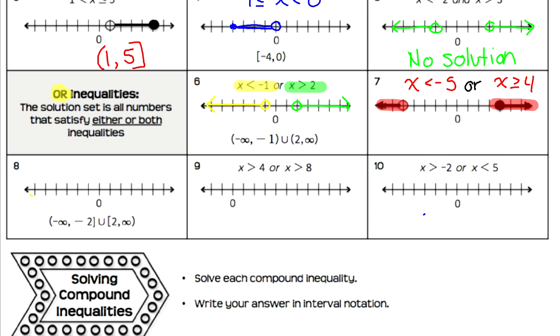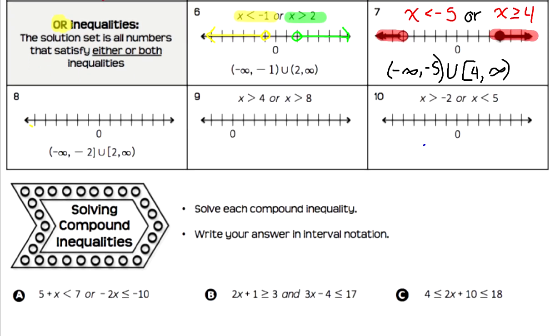Our interval notation for this one, you'll notice, is a little different as well. Because of the two separate sections, we join them with a union in between. So on the left-hand side, I'm going from -infinity up to -5 with an open dot, so a parenthesis, and that's joined with the inequality from 4, including 4 with the bracket, up to infinity.